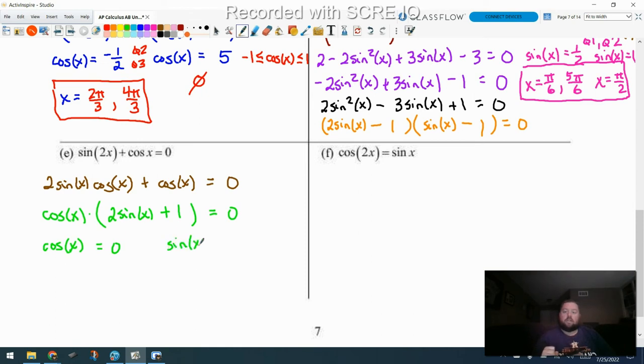And if I do a little algebra on this one, I get -1/2. So cosine is equal to 0 at the pi over 2 location. So that's pi over 2 and 3 pi over 2. And then sine is negative in quadrant 3 and quadrant 4. And sine is equal to 1/2 at the pi over 6 locations. So that would be 7 pi over 6 and 11 pi over 6.